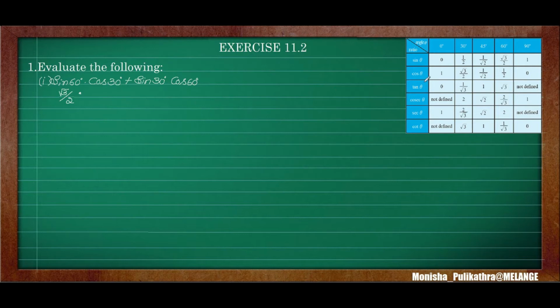Okay, so next is cos 30. So cos theta is there and 30 is here. So cos 30 is also equal to root 3 by 2. So next one is sine 30. So sine 30 is half, 1 by 2. Again cos 60. So cos 60 is also 1 by 2.